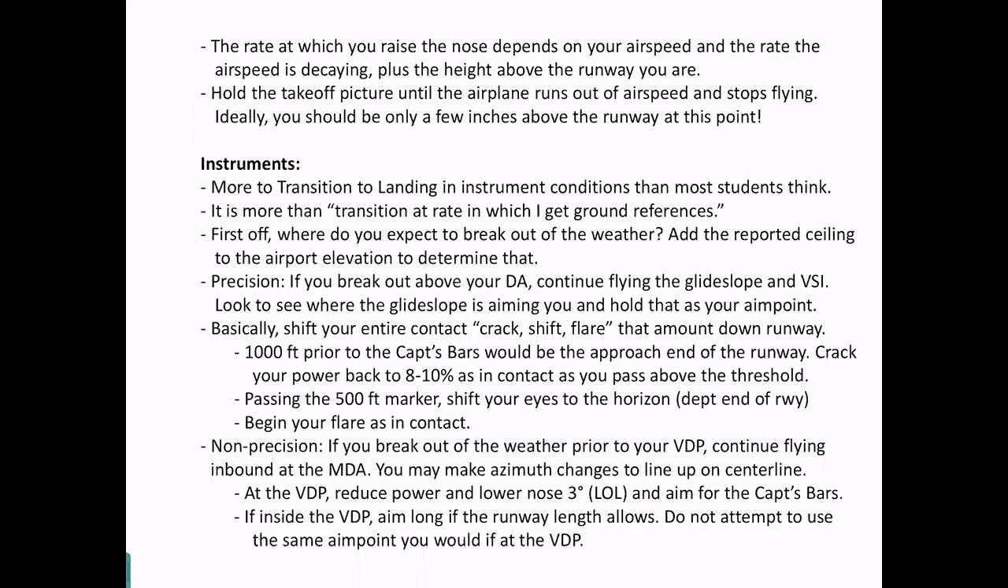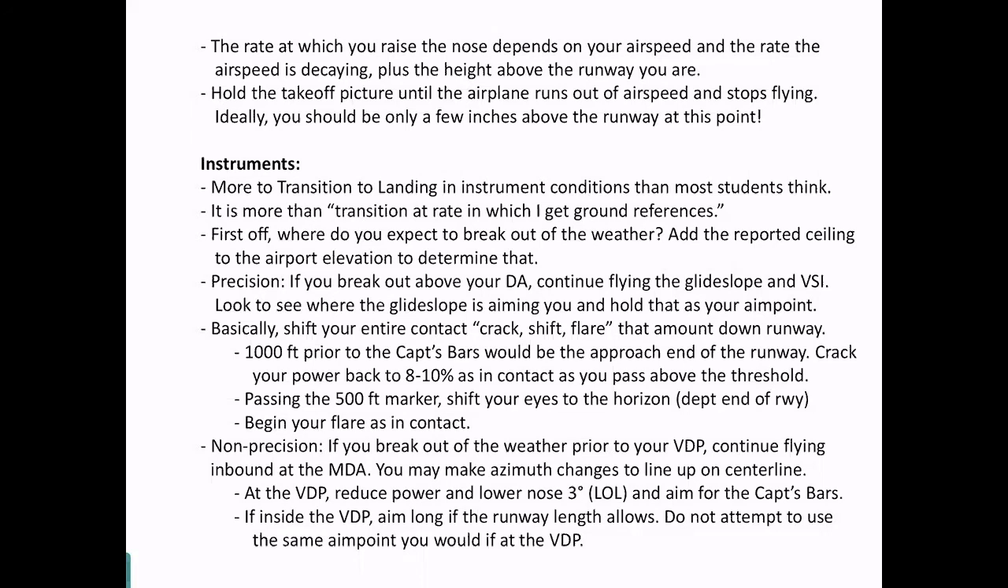Now, the other part of this problem is, what if the VDP is not calculated for you and you calculate your own? Now, we know how to do that, right? Gus wears a hat. So height above touchdown divided by glide slope. What that gives you is the distance from the threshold, from the edge of the runway. So if you calculate your own VDP, your runway point of intercept is the threshold. Be aware of that.